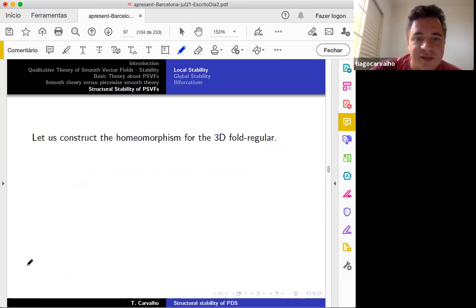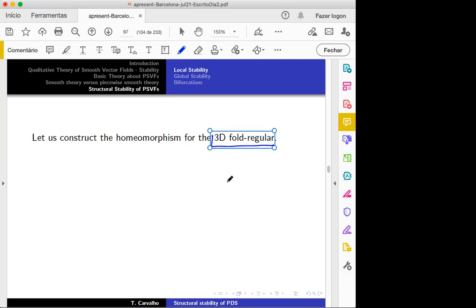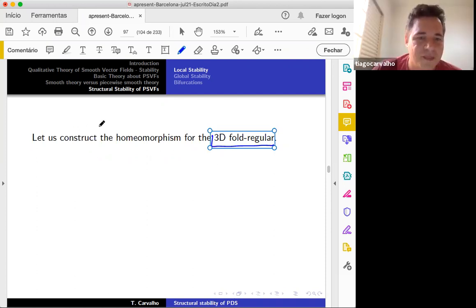I would like to show you how to construct the homeomorphism for the three-dimensional case, okay? Douglas, are you there? I'm brave. Can I? Okay. I think it will be better. Yeah, let's make a break and I return with this after the break.